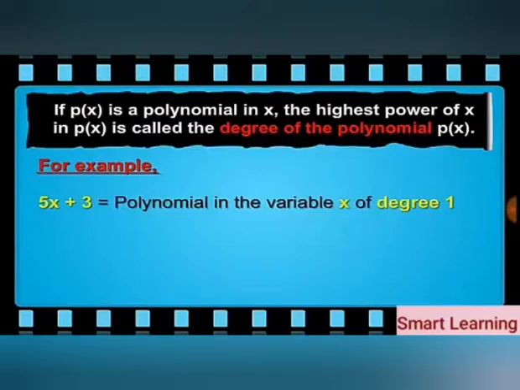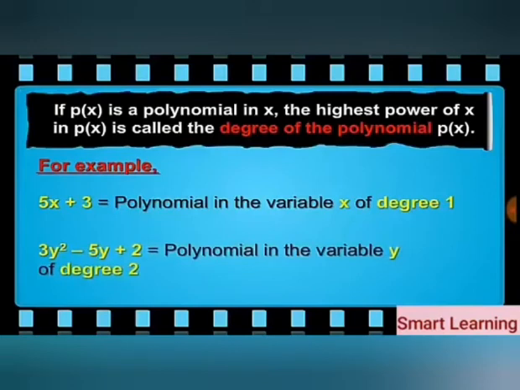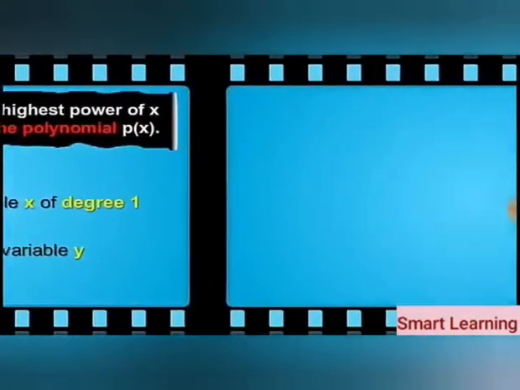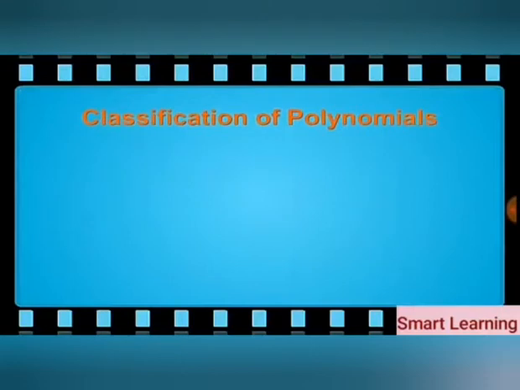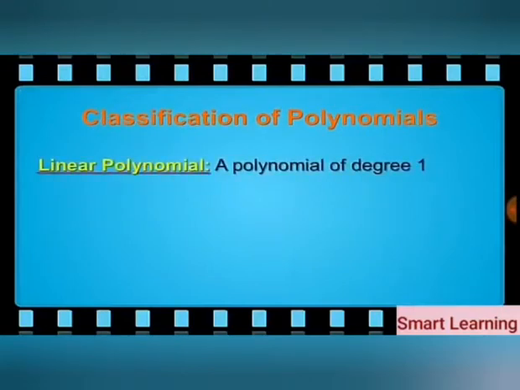Similarly, you can take 3y square minus 5y plus 2, which is a polynomial in the variable y of degree 2. Here the highest degree of y is 2. Now we can go to the next one, classification of polynomials. Is there any doubt, children? Yes, listen carefully. Linear polynomial. A polynomial of degree 1 is called a linear polynomial.